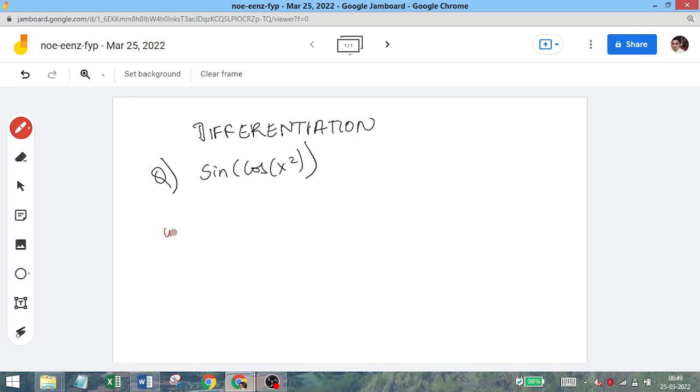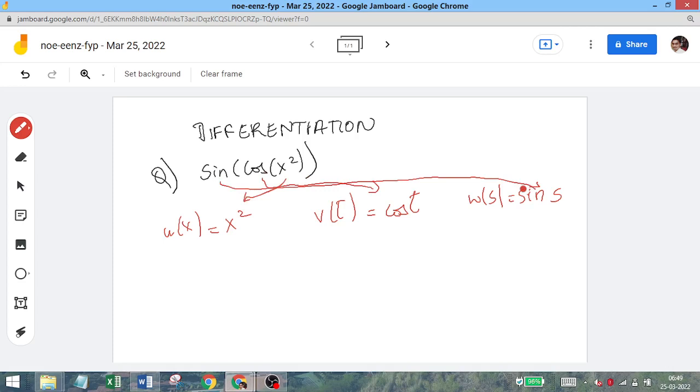Initially you can substitute the values: put u of x equals x square, v of t equals cos t, and w of s equals sin s. So this whole thing becomes a function of u of x, this whole thing becomes a function of v of t, and this whole thing becomes a function of w of s.